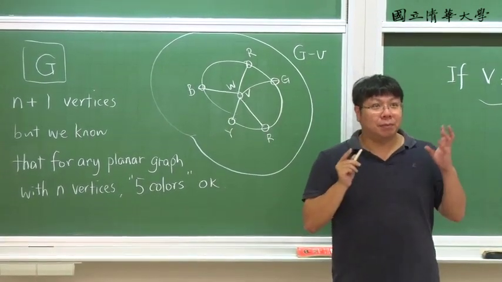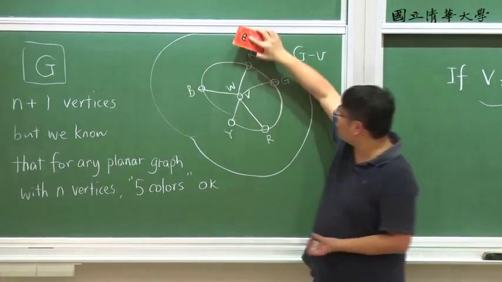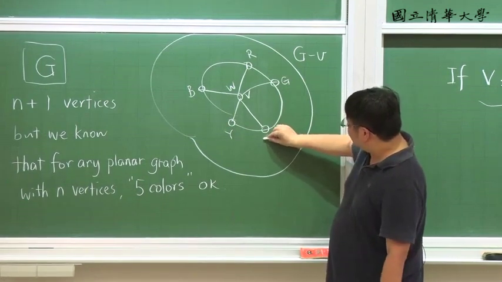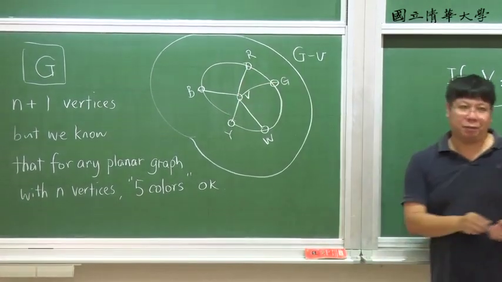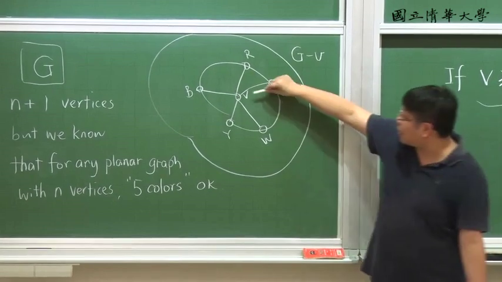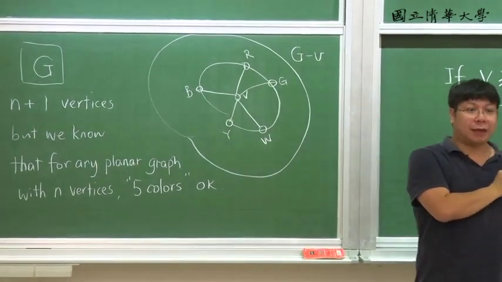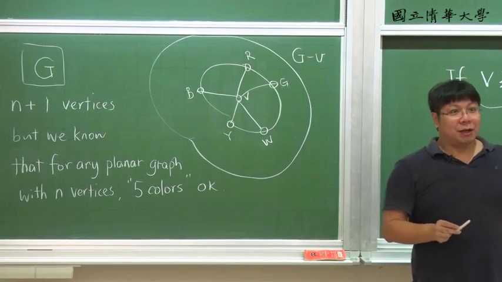So what is the most difficult case for us? The most difficult case is when the induction says this is colored in white. Then there is a problem. We cannot directly use the induction hypothesis to color V, because all 5 colors are now used up. Now, what should we do?